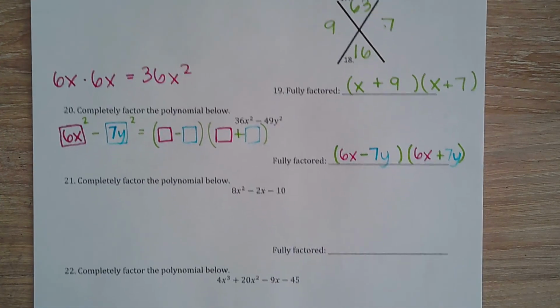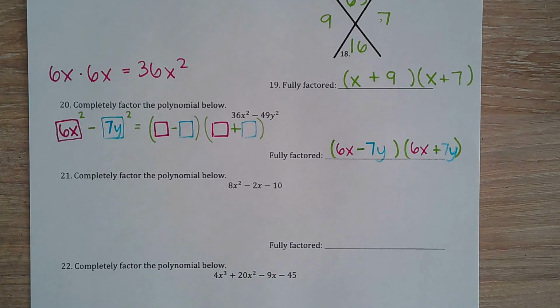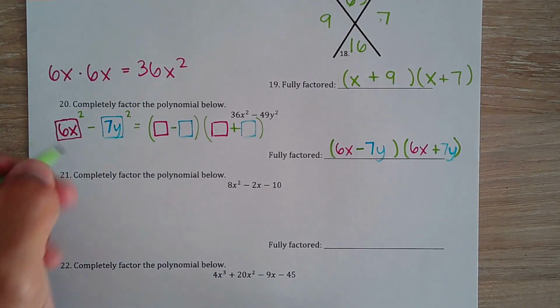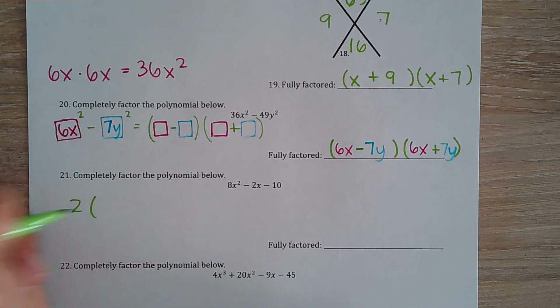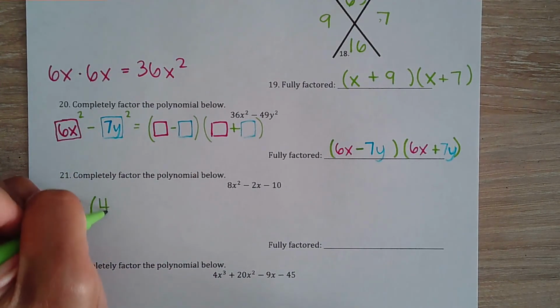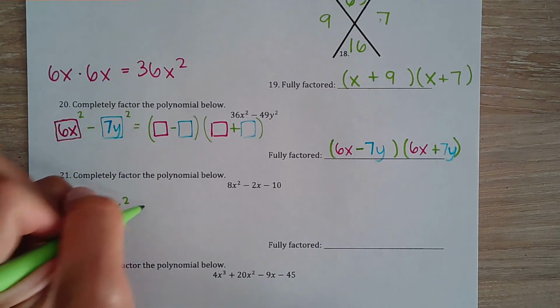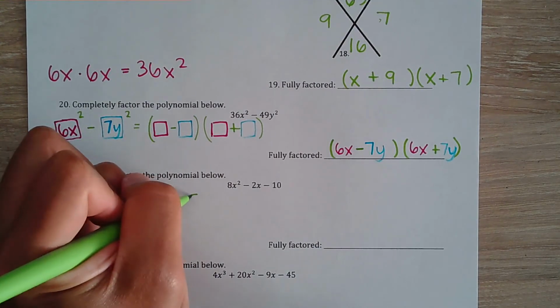All right, question number 21. This one, a lot of students had trouble with, so let's try to do this. Remember, students, I always tell you guys to factor out our greatest common factor first. So our greatest common factor would be 2. Factoring out that 2, we get 2 multiplied by 4x squared minus x minus 5.